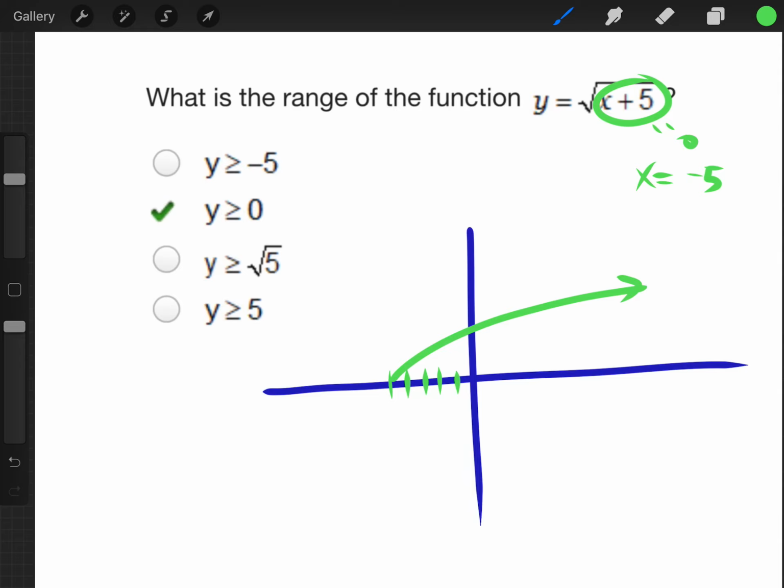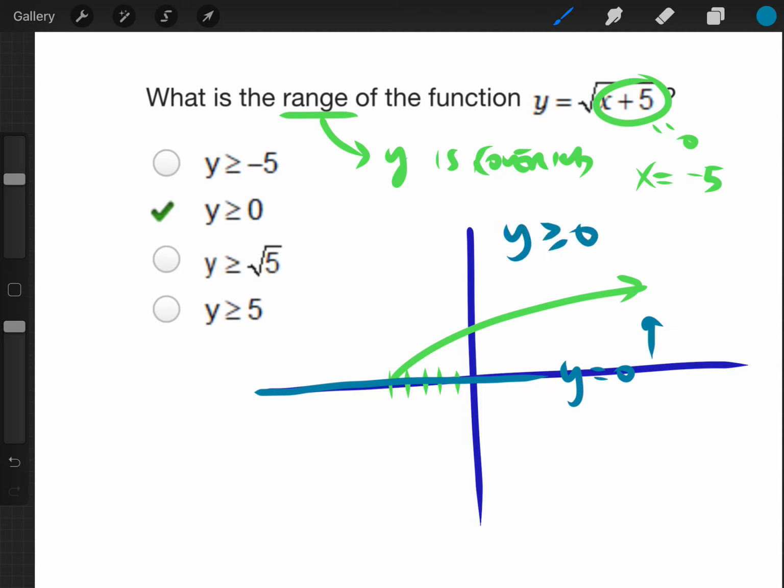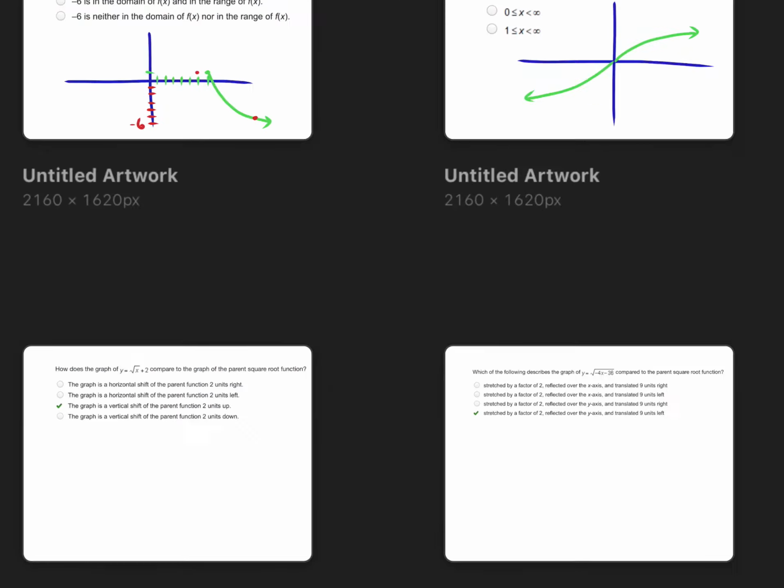Okay, so what's the range? We're talking about how much y is covering. Excuse my sloppy writing. Basically y is anything from y equals 0, anything above y equals 0. So the range is y is greater than or equal to 0. This lesson is basically about range and domain, so you're going to have to really understand it.